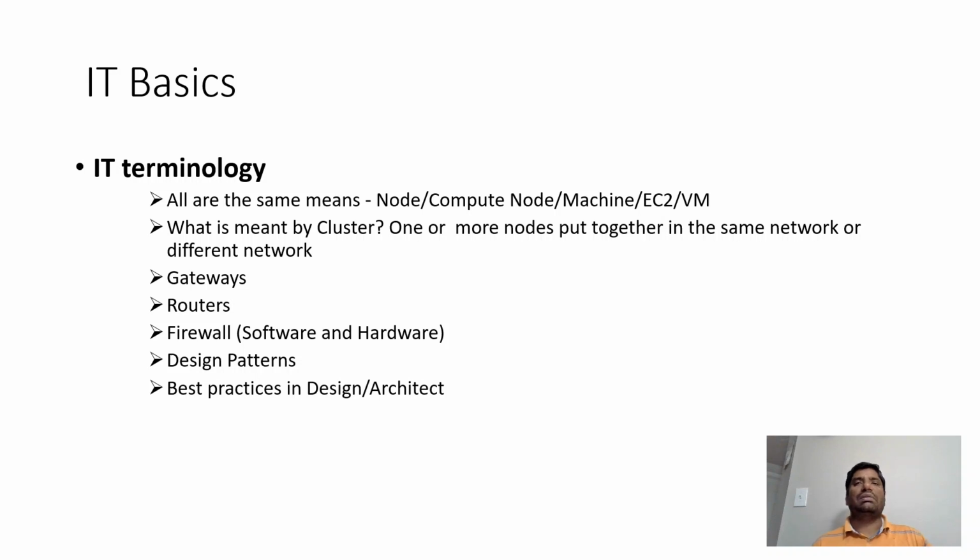So node, somebody will say, okay, I have a cluster. Cluster has three nodes. You can call it either node or compute node. Or somebody will call it a machine. In terms of cloud, they call it EC2 if it is AWS, Elastic Compute Cloud. That is also one of the machines, and virtual machine people can call. So different terminologies can be used. Be aware of these friendly names, but they represent the same meaning.